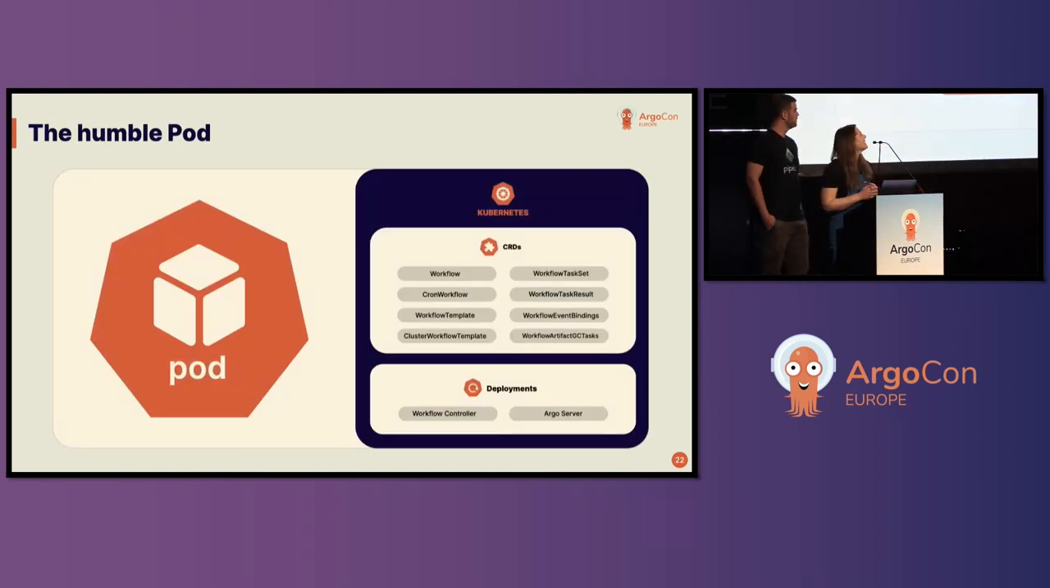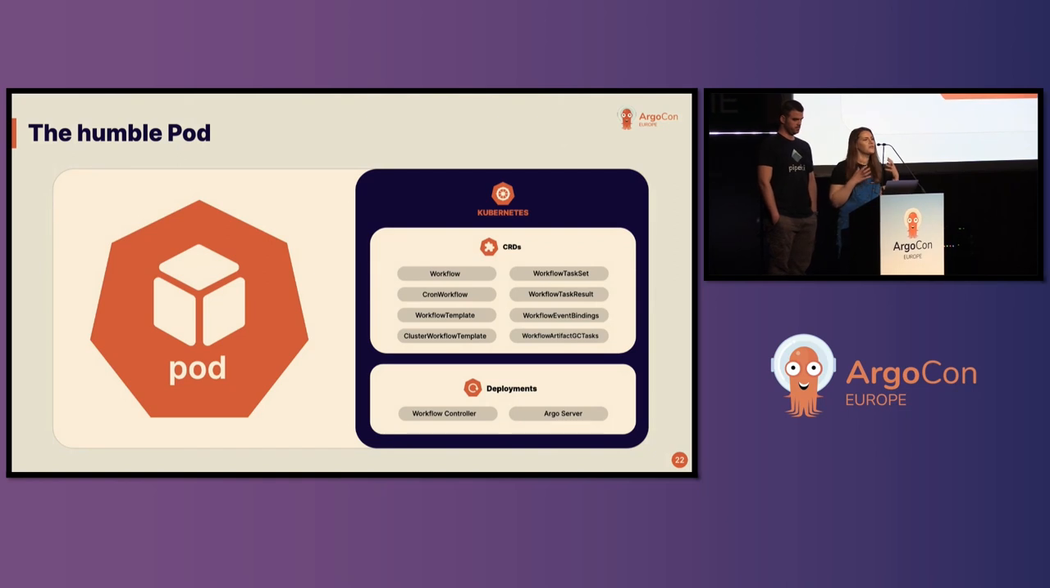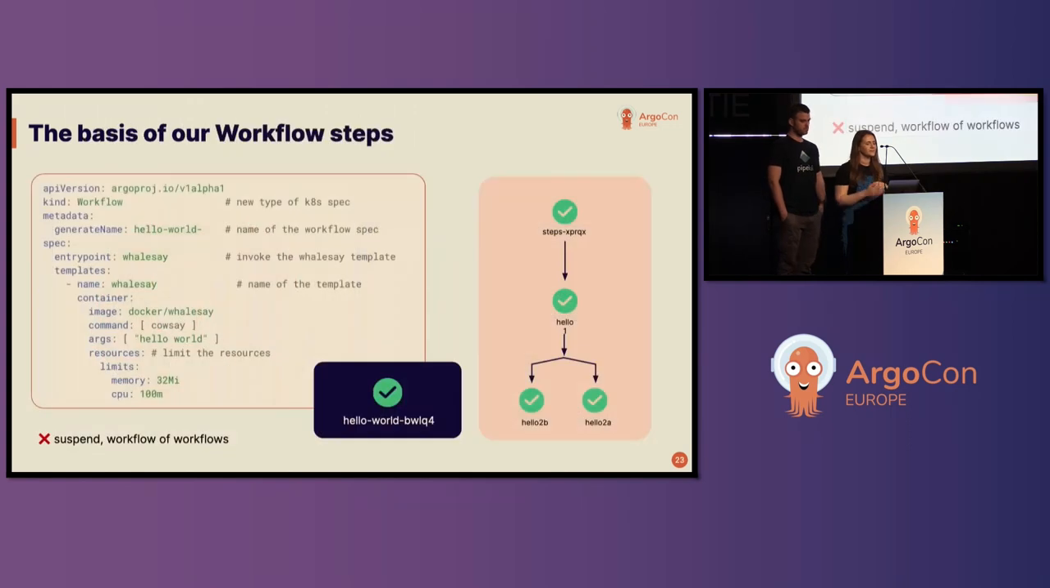So let's take a closer look at our Kubernetes pod, and in particular, how an understanding of the humble Kubernetes pod can be so important, so useful in understanding our workflows. This is because regardless of how simple or complex our workflow is, whether it is a single step or more likely many, a step in our workflow is almost always equal to one running pod. Each step or task in our workflow runs as its own pod.